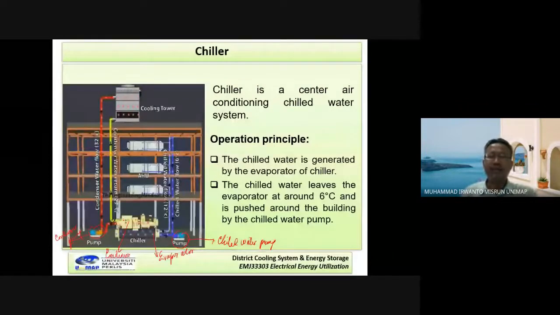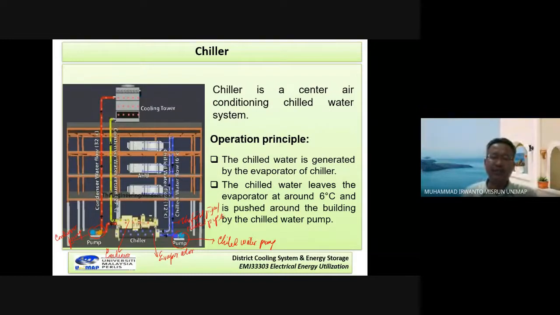Again, I explain following these sentences. Now this evaporator generates chilled water here. This chilled water is pumped by this chilled water pump, rising through this pipe. We can call this the rise pipe.